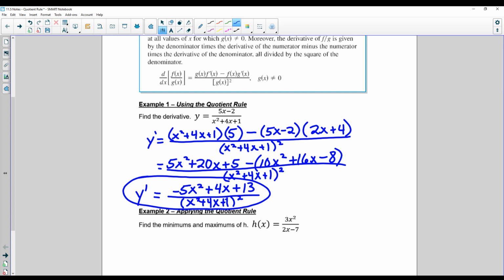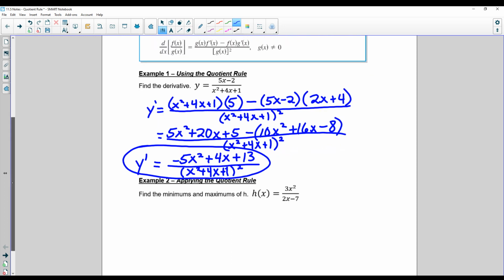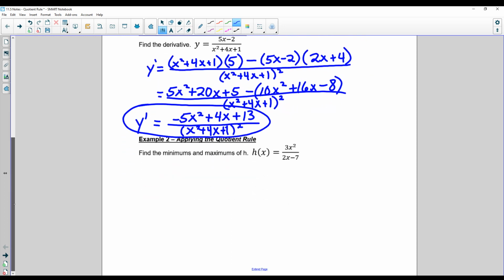All right, let's go ahead and do example 2 now. Example 2 makes us apply this a little bit. This one asks you to find the minimums and maximums of h of x. Okay, so here's our h of x. Now to find minimums and maximums, usually we're dependent on our calculator in honors pre-cal. Not anymore, because you know how to do derivatives. So we can find the mins and maxes without a calculator.